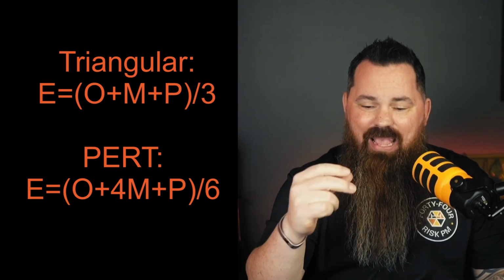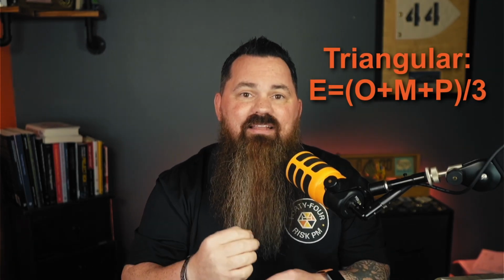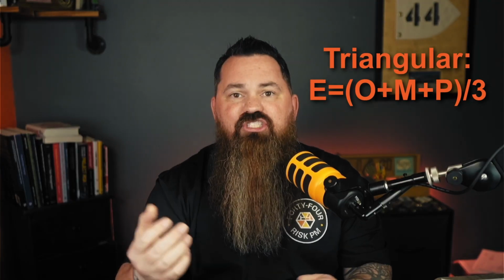We add them together, we divide them by 3. This is a formula that, if you're taking the PMP or the RMP, I recommend that you know. It's one of the few formulas that I recommend to my students that you know for the exam. So the triangular distribution formula looks a little bit like this. And the goal at the end of the day is that we have an expected duration for our project.